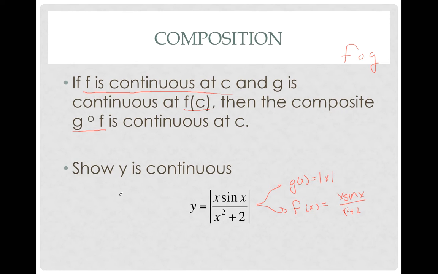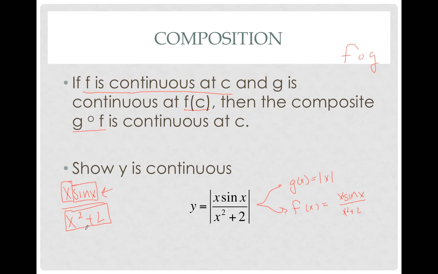So we look at our properties. Our properties say that we can split it up. x sine x and x squared plus 2. Is the numerator continuous? Well, that's a product, so it's x and sine of x. Well, x is always continuous. For every value of x, that function is continuous. Likewise for sine, that is a continuous function. And then x squared plus 2. Is x squared plus 2 a continuous function? Yes.